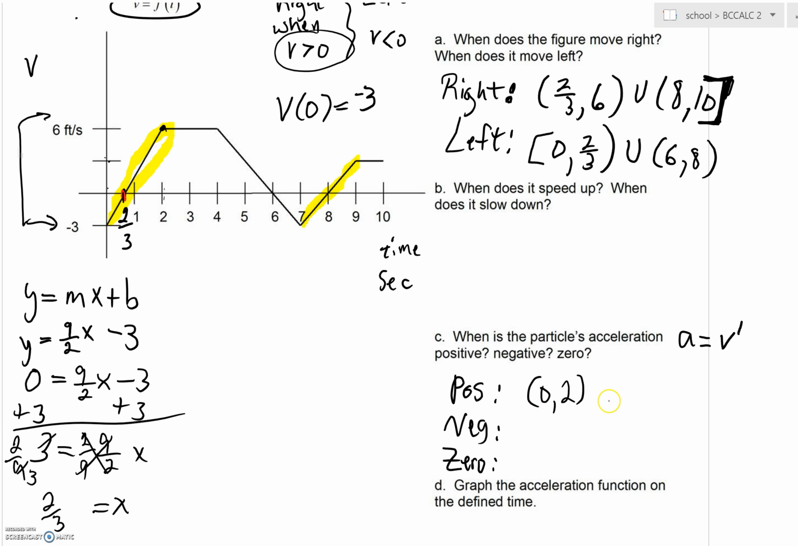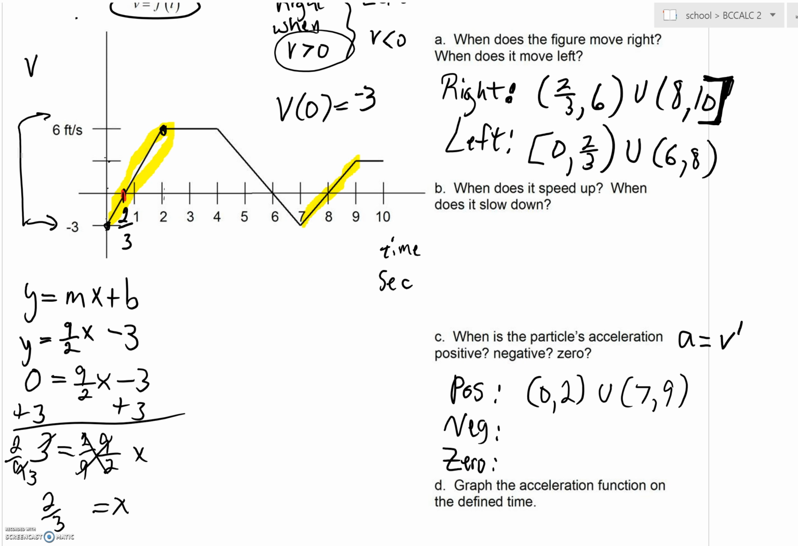And also 7 and 9. Now I'm not going to use brackets here because at a corner your derivative won't exist. And likewise at a left endpoint, we could make an argument and talk about one-sided derivatives and talk about that existing. But let's just keep it entirely open here.